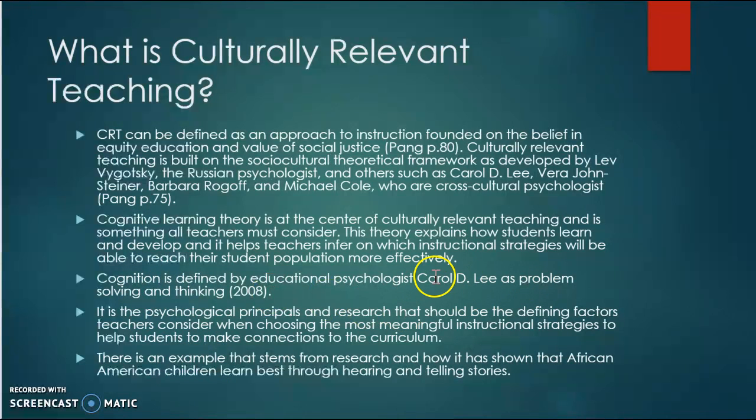As defined by psychologist Carol D. Lee, cognition is defined as problem solving and thinking. It is the psychological principles and research that should be defining factors that teachers consider when choosing the most meaningful instructional strategies to help students make connections to the curriculum. It should not be the curriculum that we consider before any of this.